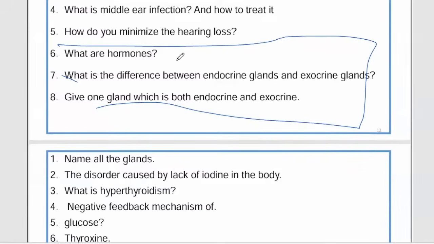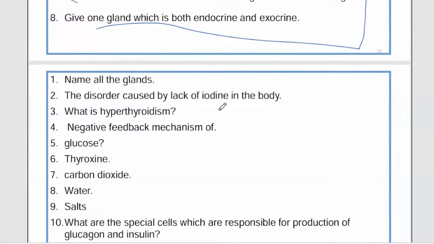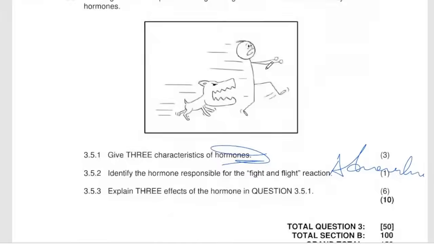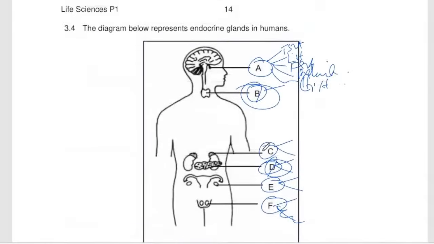Give one gland which is both endocrine and exocrine. We said it is the pancreas. They're saying, name all the glands. Make sure that you know how to label all these glands. All these glands must be named. Yes. Right. So we go to the next question.